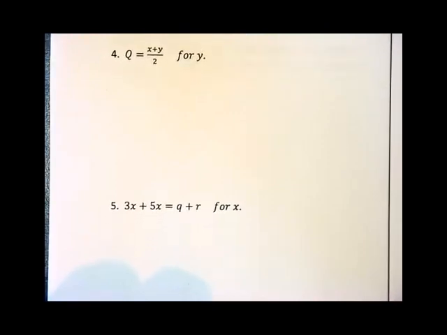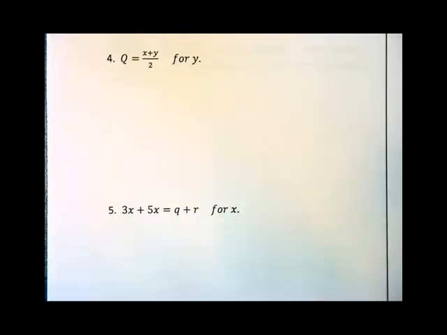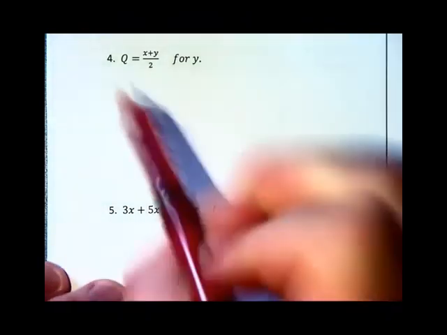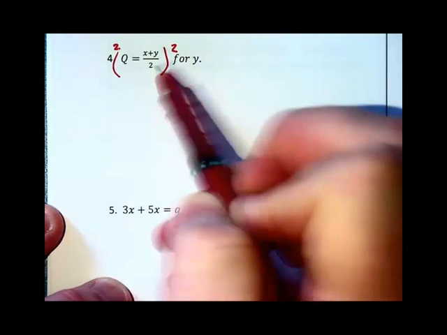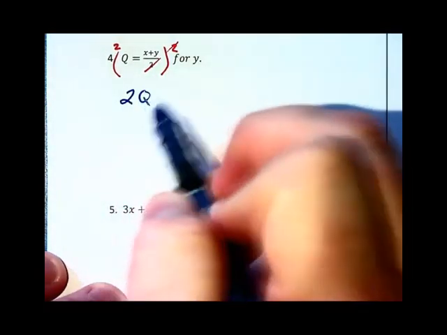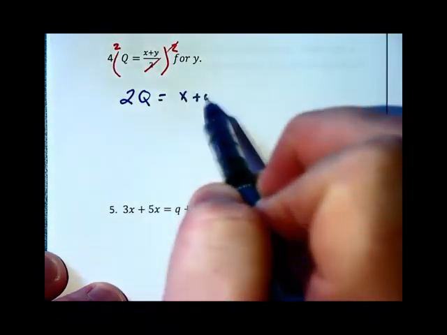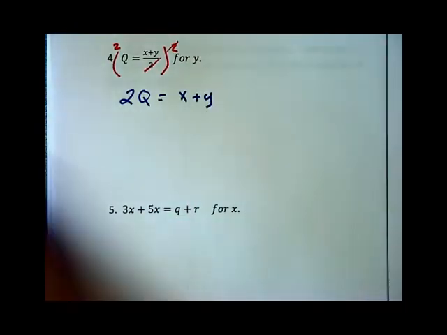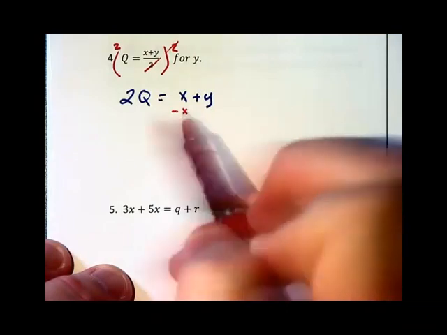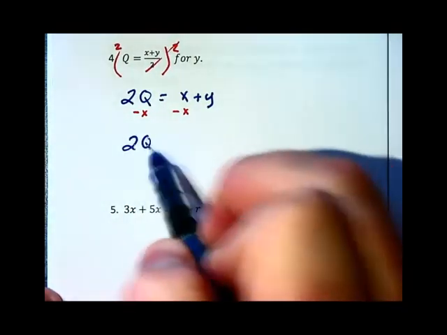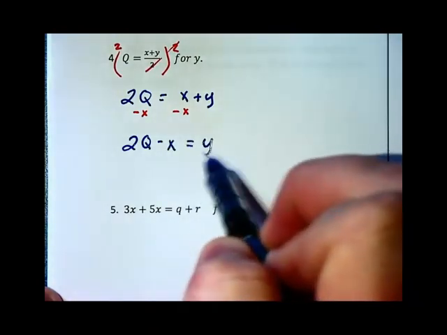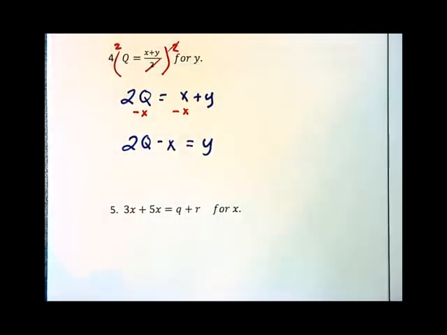In problem number 4, we are solving for y, yet we have a fraction involved. So we want to clear the fractions first by multiplying through by 2 on each side, which will cancel the 2's out on the right, and we will have 2q equals the x plus y. And then you can solve easily for the y by subtracting off x. So we're going to have 2q minus x equals y as the solution.